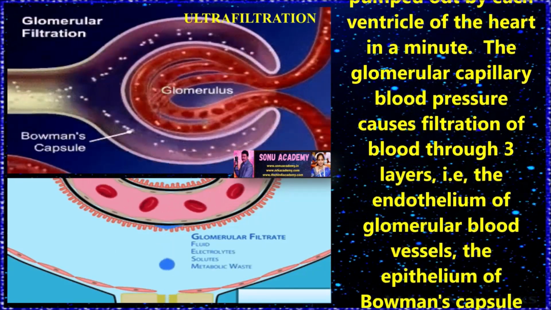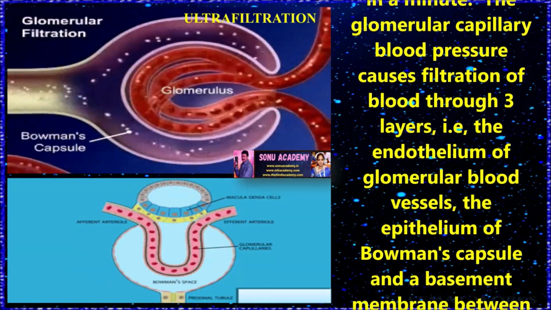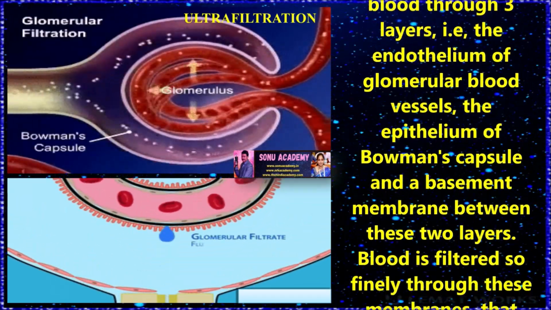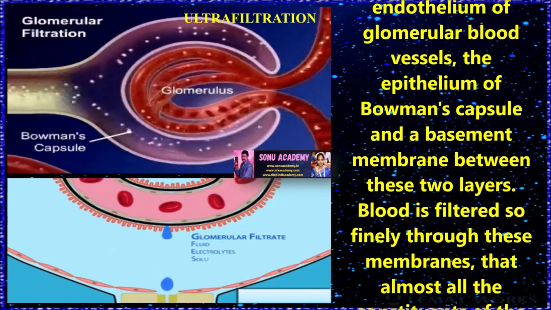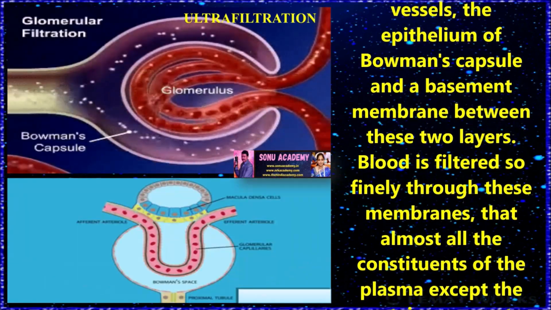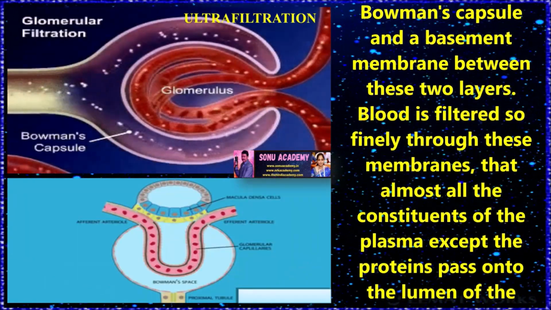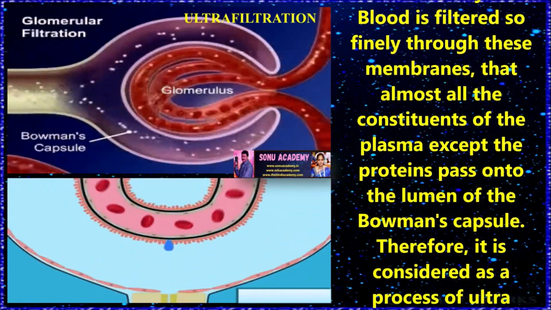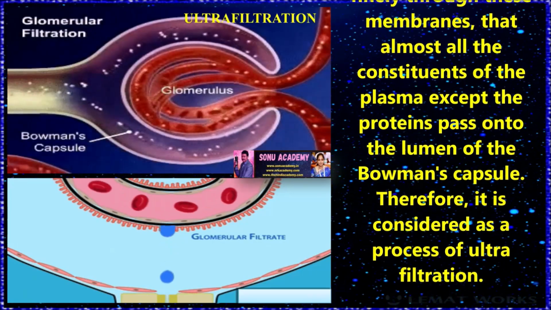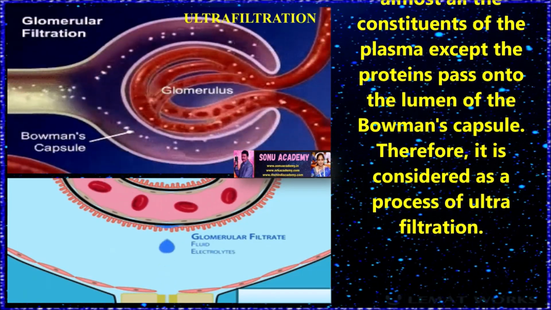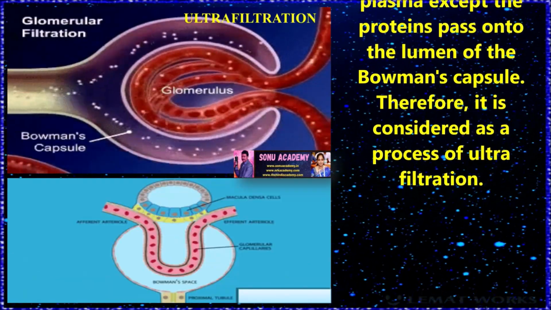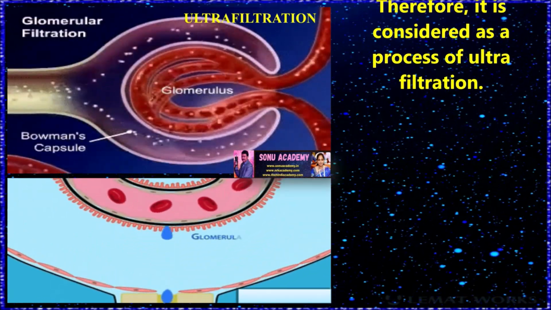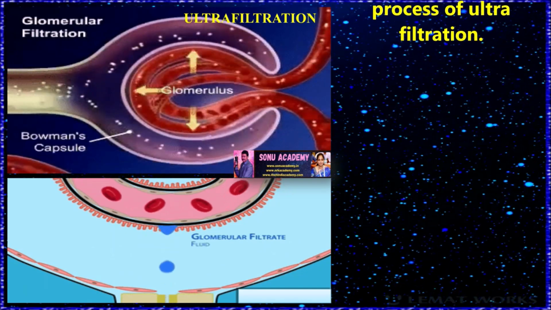The glomerular capillary blood pressure causes filtration of blood through three layers, that is, the endothelium of glomerular blood vessels, the epithelium of Bowman's capsule, and a basement membrane between these two layers. Blood is filtered so finely through these membranes that almost all the constituents of the plasma except the proteins pass on to the lumen of the Bowman's capsule. Therefore, it is considered a process of ultrafiltration.